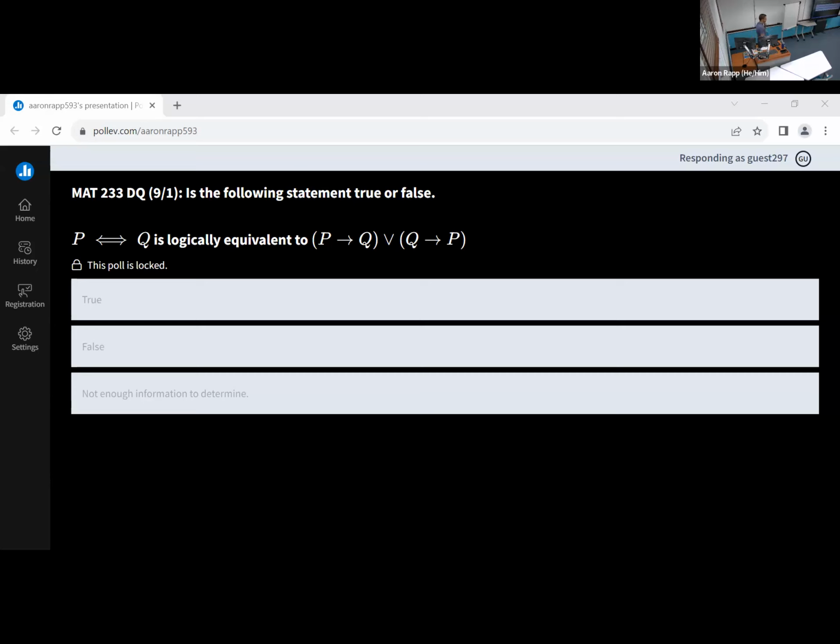What's the answer? It's false. So how do I make it true that these two statements are equivalent? The symbol should be and. Yeah. So try to be a little tricky there. I gave you the symbol for or, when logically it's really equivalent to where those two implications are joined with an and. Good job.